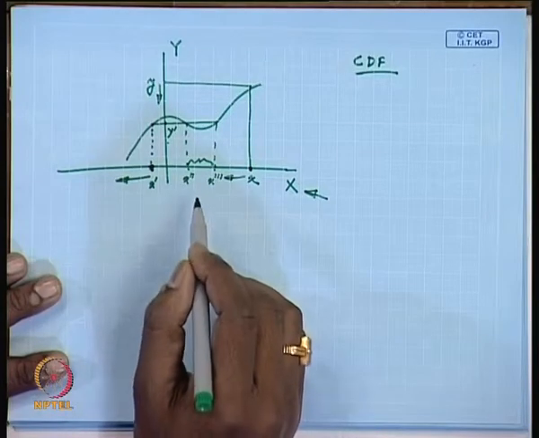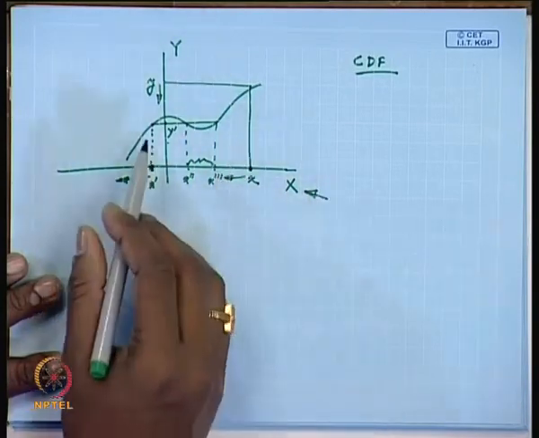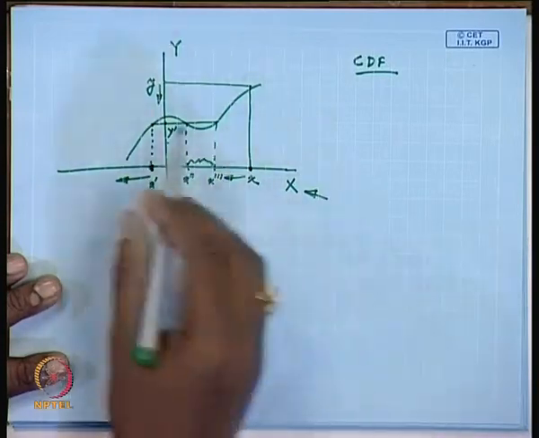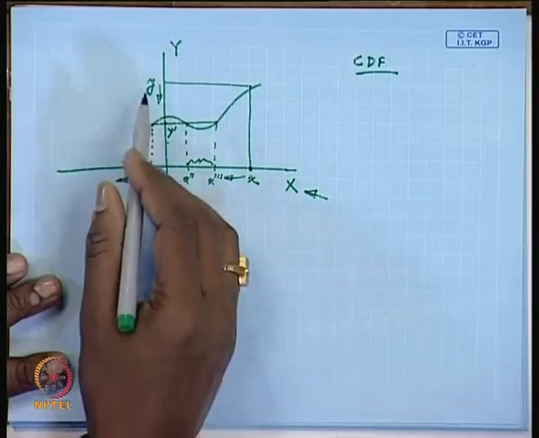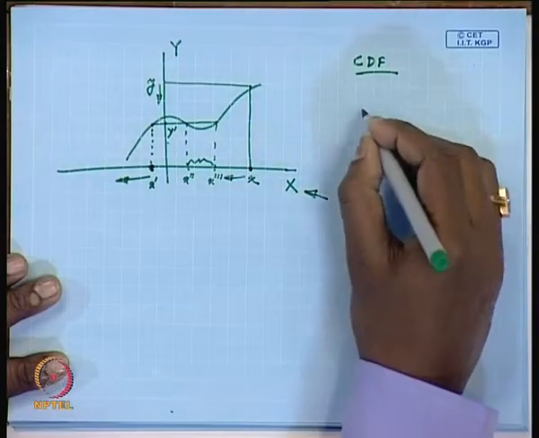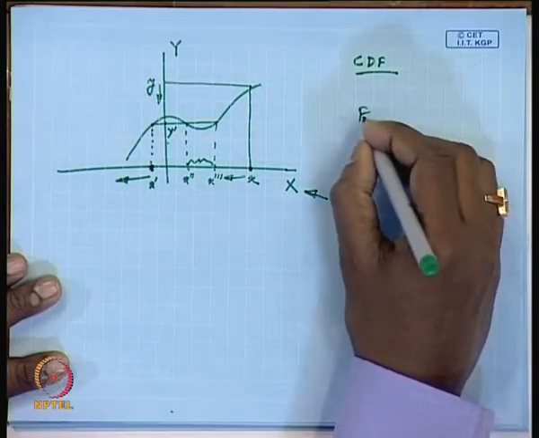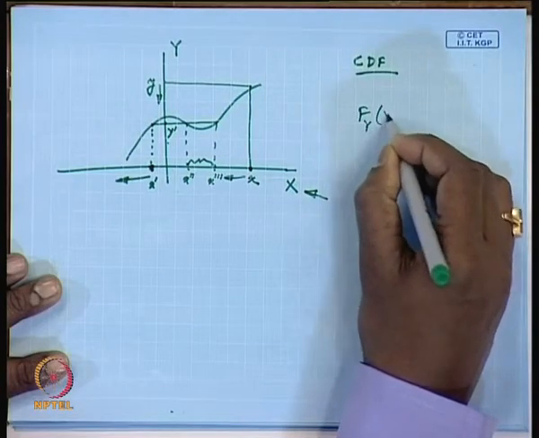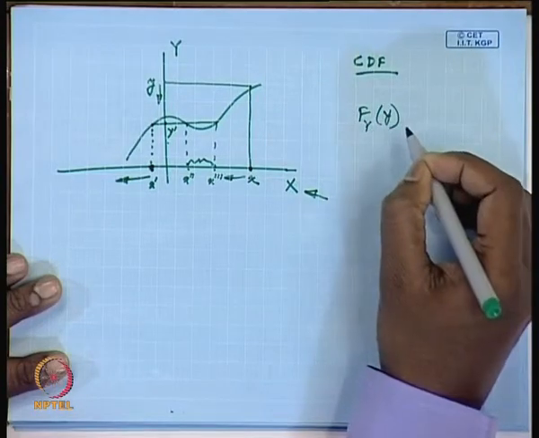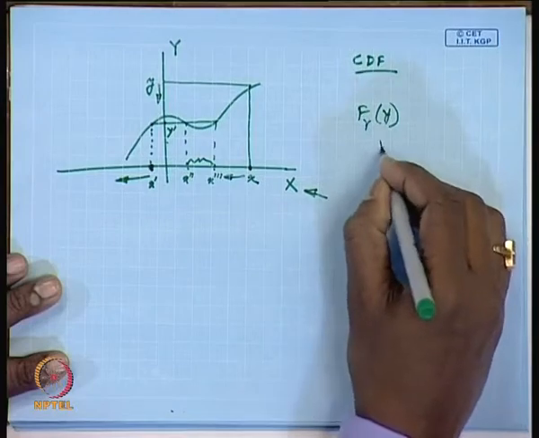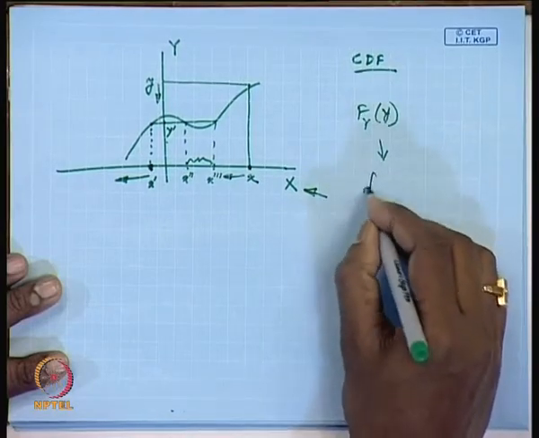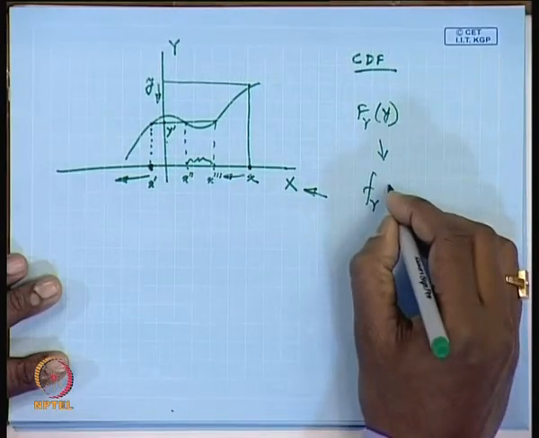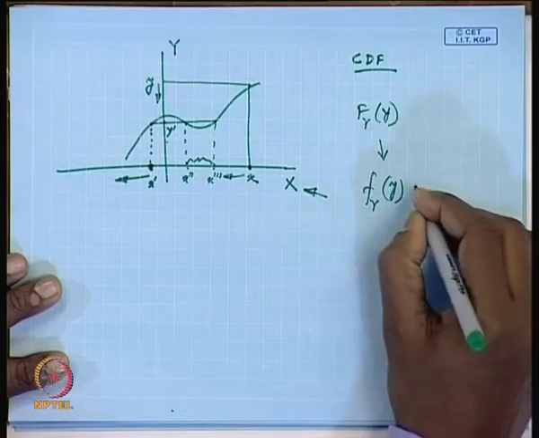This is the concept we are talking about in the method of distribution function. We have to find the inverse relationship, expressed in terms of y, to get the cumulative distribution function for the new random variable y. Once we get this, we can get the probability density function by differentiation.